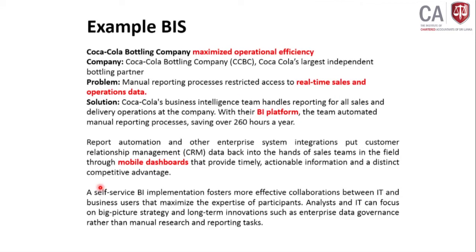Example of BI: Coca-Cola bottling company. Maximize the operation efficiency. We'll go to the problem. Manual reporting processes restrict access to real-time sales and operation data. Then what did they do? Coca-Cola's business intelligence team handled reporting for all sales and delivery operations at the company with their BI platform. The team automated manual reporting processes, saving over 26 hours a year.